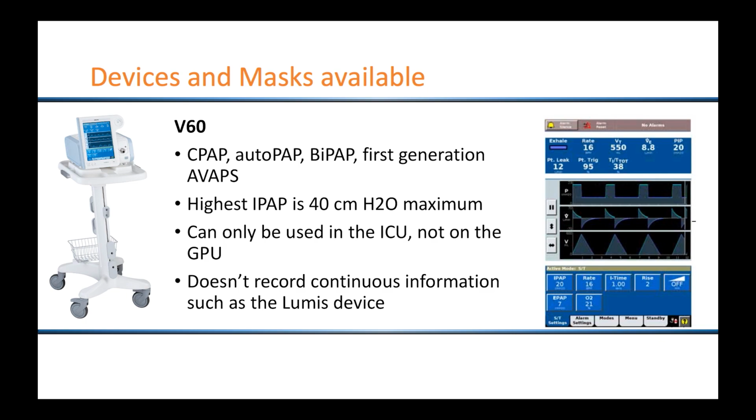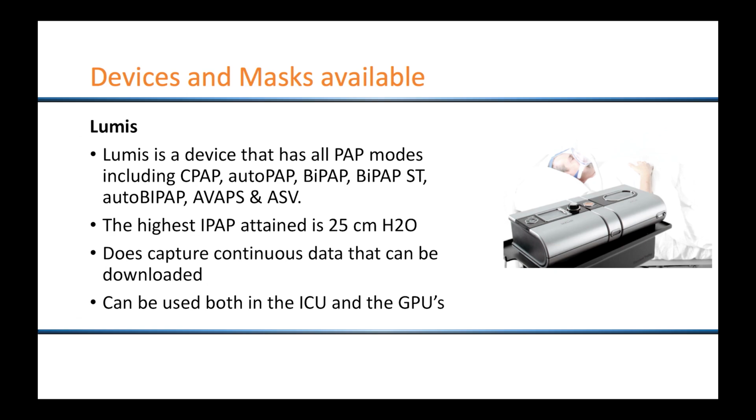It can only be used in the ICU, not on the GPU, and it does not record continuous information such as the Loomis device. The Loomis device is what you picture a BiPAP machine to look like. It's a sophisticated device that has all PAP modes, including CPAP, AutoPAP, BiPAP, BiPAP ST, Auto BiPAP, AVAPs, and ASV.